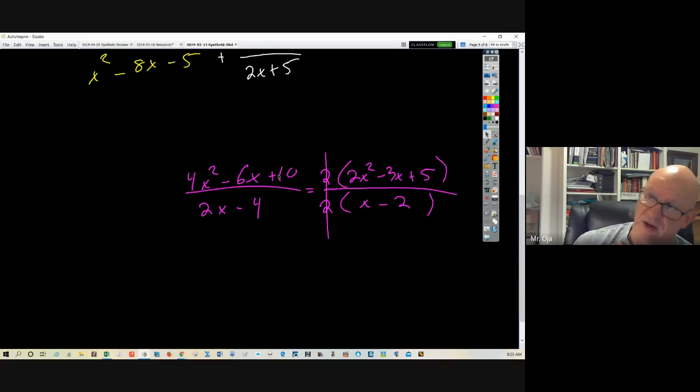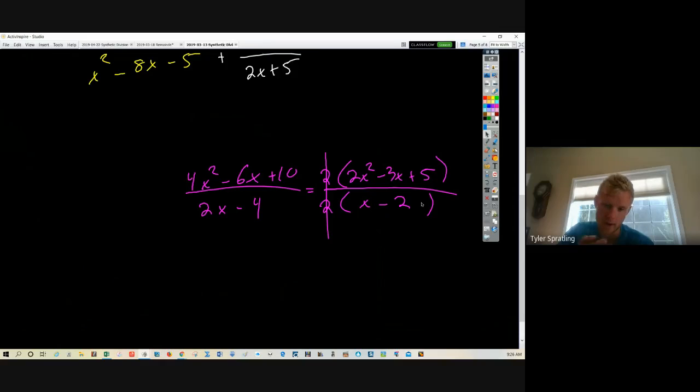On the top, when I undistribute a 2, I get my 2 out front, which I can cancel. And then I'm left with 4x squared divided by 2 is 2x squared. -6x divided by 2 is -3x. And 10 divided by 2 is 5. So what happens is, then I just get a simpler synthetic division problem to do. No fractions. Then this would do 2 divided by 2, -3 and 5.